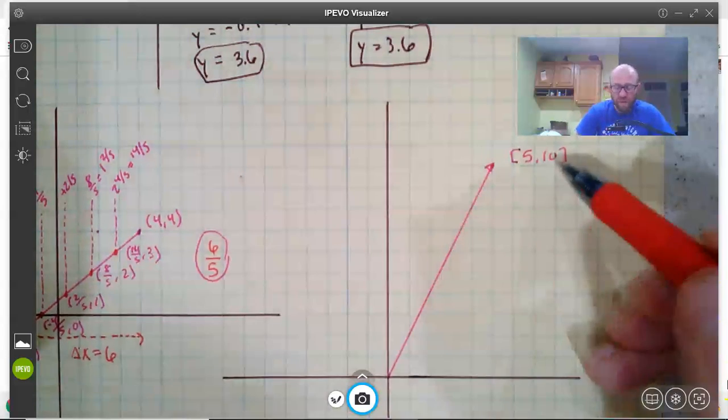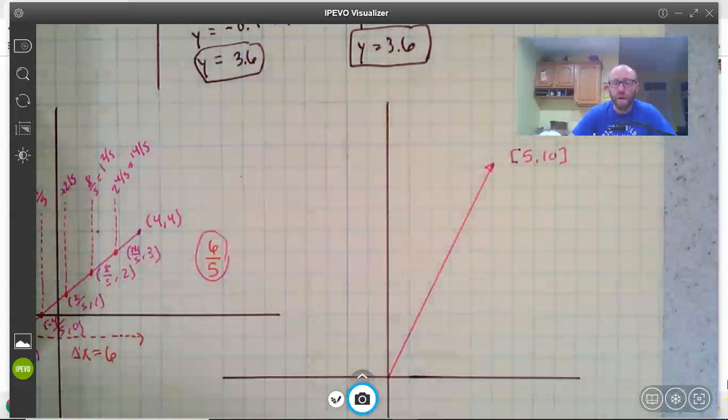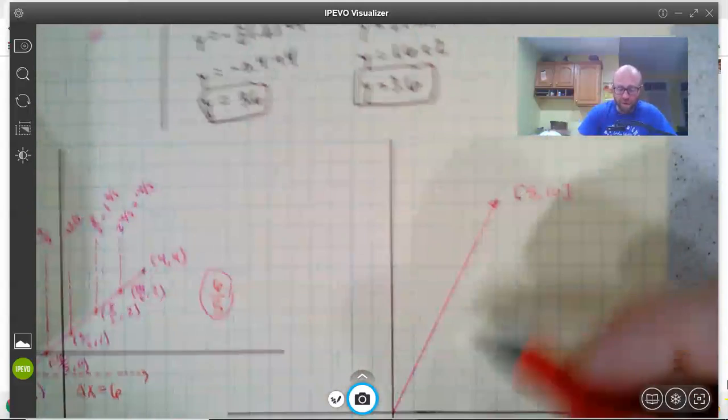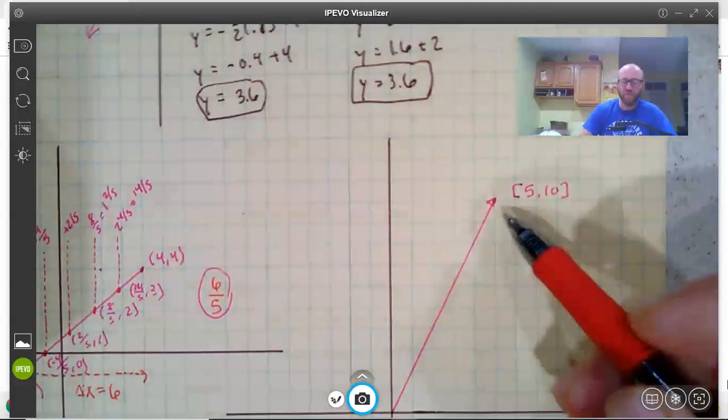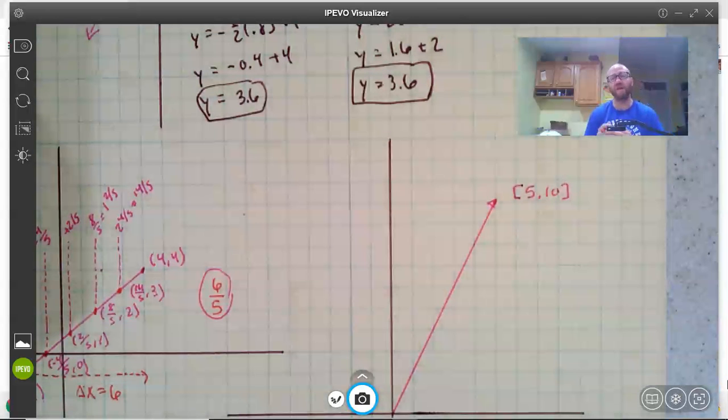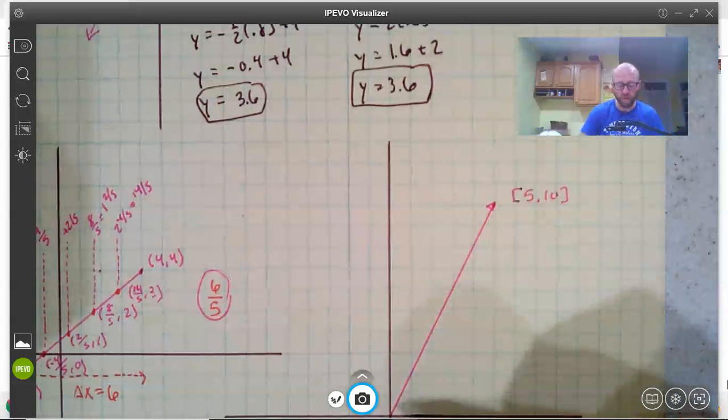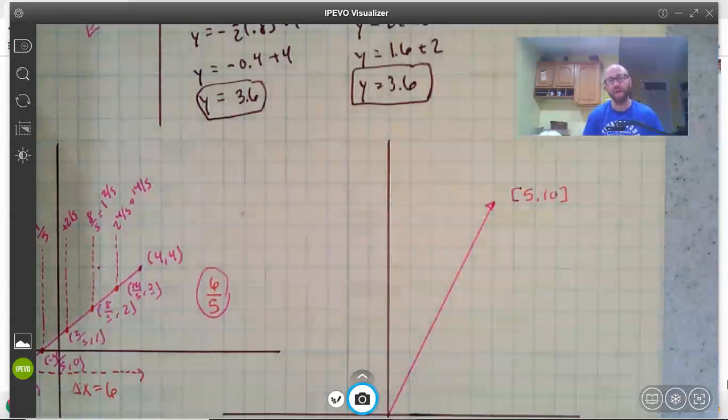Okay, we have this vector 5, 10. And remember, the vector tells us it's a type of movement, right? It's not actually a line segment. We want to think of it as a movement in the coordinate plane, and that movement has a direction and a length.